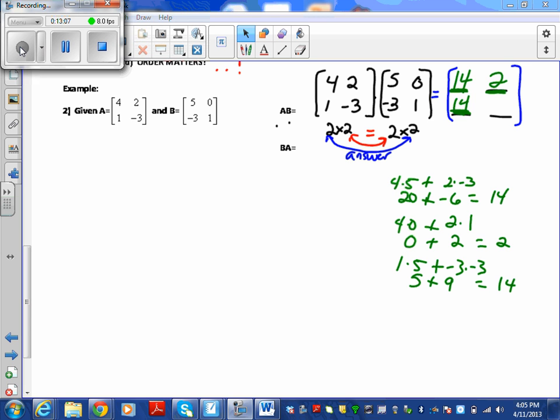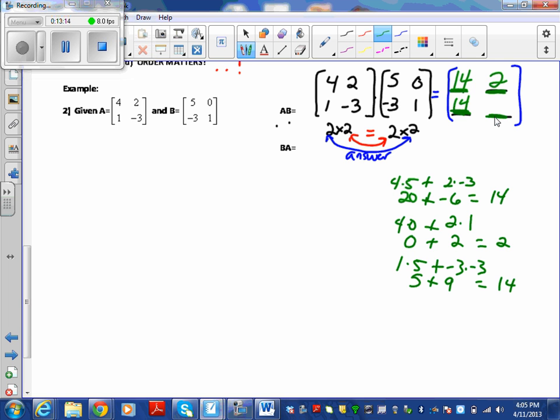Finally, for the last entry of the answer, you notice it's in the second row and second column. So that's how we know to find this entry. We'll go across the second row, but down the second column. So I'll be starting with the 1 and the 0, 1 times 0. Then slide your fingers along both arrows. Now you're at the negative 3 and the 1, so multiply those together. That means we'll have 0 plus negative 3. That gives us negative 3, and that's that missing entry in our answer.